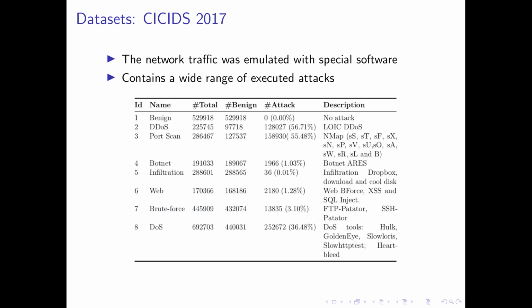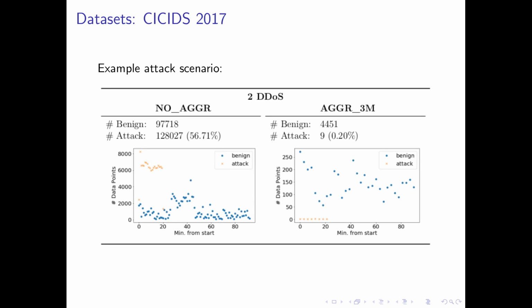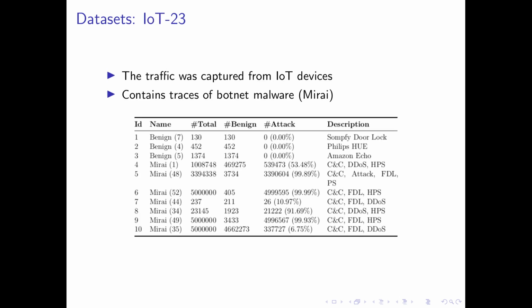Right, so the second data set is CICIDS 2017. The network traffic was emulated using special software, and also contains a wide range of executed attacks, including DDoS, port scans, botnets, and so on. Again, the attack scenario, an example, and we can see how the picture changes when we do the aggregation. In this case, pretty significantly, since it's a DDoS attack, and there were a lot of network flows in the first, on the left picture. Attack flows, that is.